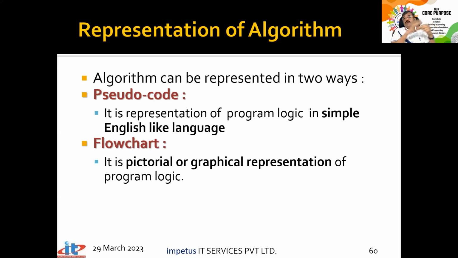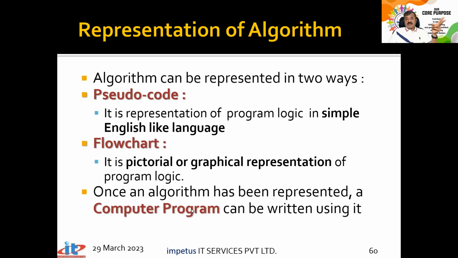And this is where we're going to spend most of our time in this particular course, come up with pseudocodes and flowcharts. So all the exercises that we'll have will be with pseudocodes and flowcharts after you've done all the thinking. So pseudocode and flowcharts are two ways to represent an algorithm. Pseudocode is a representation of program logic in simple English-like language, and flowchart is using some pictures and diagrams to represent your algorithm.